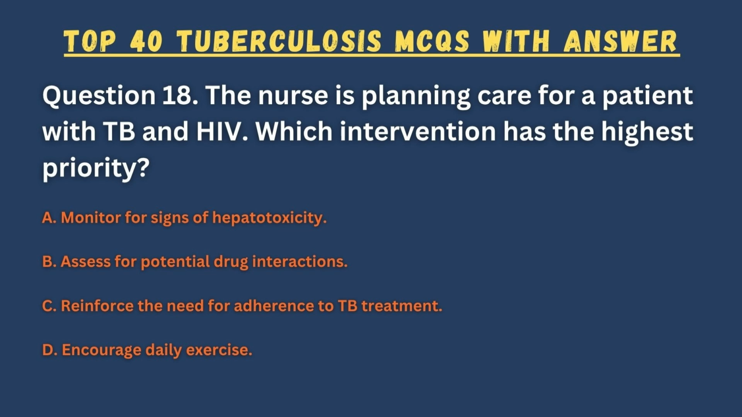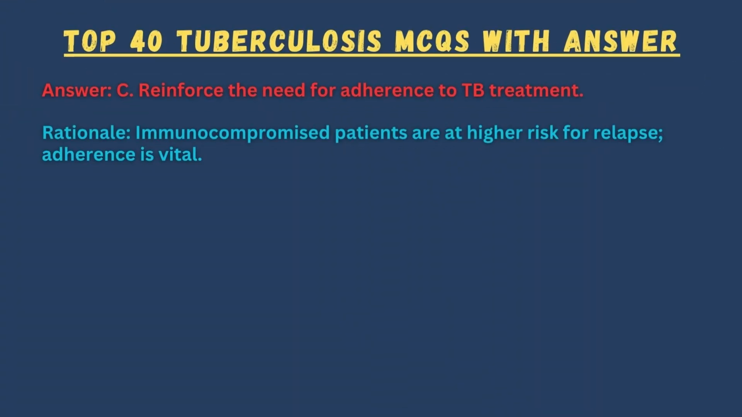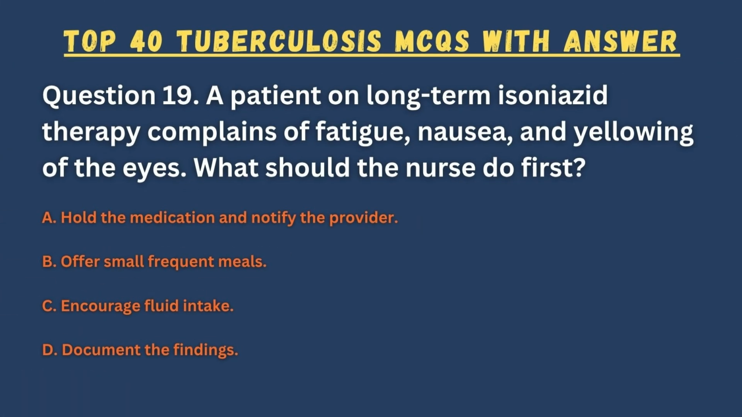A. Monitor for signs of hepatotoxicity. B. Assess for potential drug interactions. C. Reinforce the need for adherence to TB treatment. D. Encourage daily exercise. Answer C. Reinforce the need for adherence to TB treatment. Rationale. Immunocompromised patients are at higher risk for relapse. Adherence is vital. Question 19.